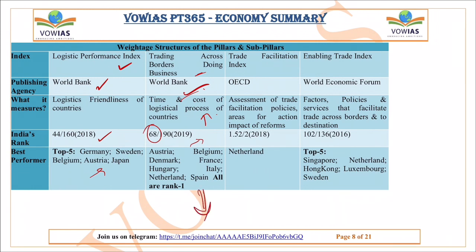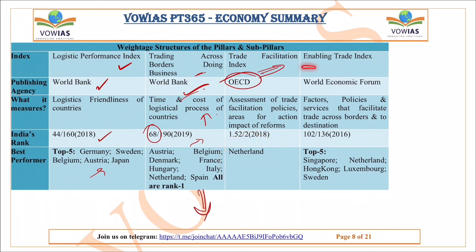All these countries are rank 1. Next one, the Trade Facilitation Index. It is released by the OECD, and it assesses the trade facilitation policies. It mainly focuses on the policies, the areas of action, and the impact of the reforms. So it assesses the policies and also the areas on which these policies are having an impact. India's score is currently 1.52, as it gives a score, and currently Netherlands is number 1 in this.